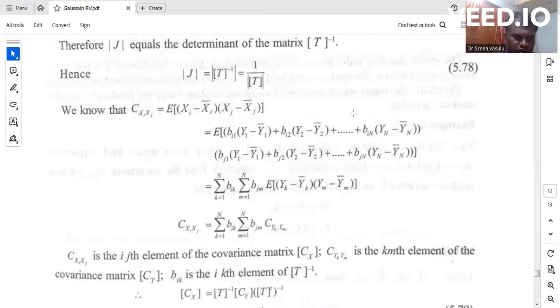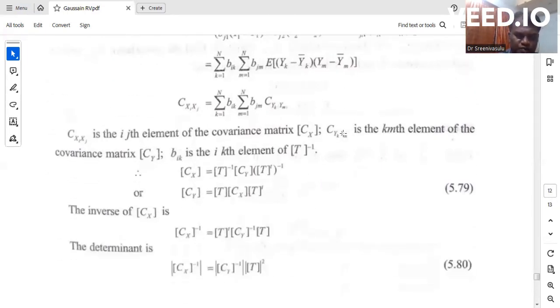two random variables here. So from this we can give a conclusion: this Cxi xj is the ijth element of the covariance matrix, and similarly this Cyk ym is the kth element of the covariance matrix Cy. Now this bik is the kth element of T inverse. So finally, if we form a covariance matrix from this, we can write Cx is equal to T inverse into Cy into T transpose inverse. So Cy is equal to T into Cx into T transpose.